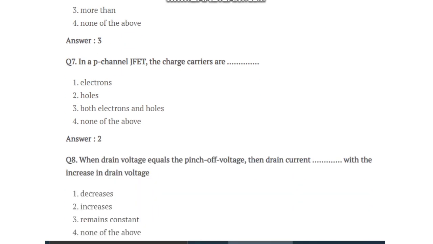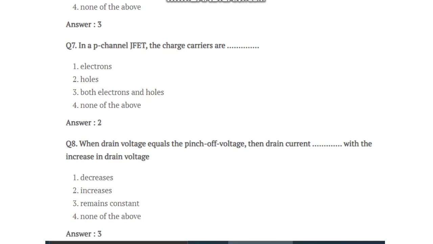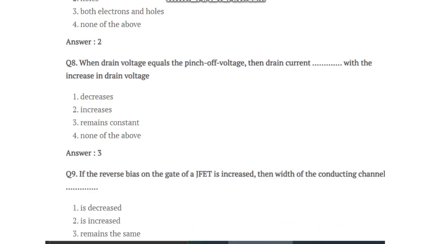In a P channel JFET, the charge carriers are holes. That is second is the correct answer. When the drain voltage equals the pinch off voltage, then drain current dash with increase in drain voltage, and it remains constant. It is the answer, remains constant with increase in drain voltage.